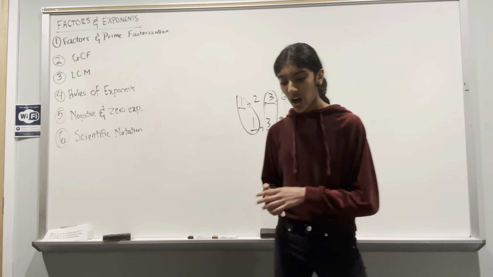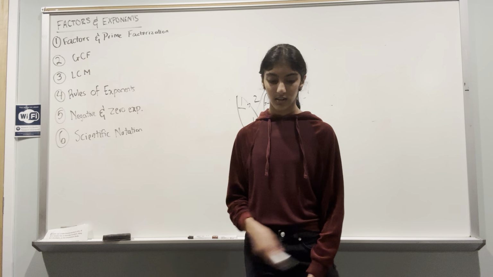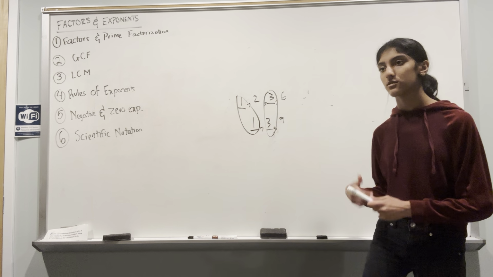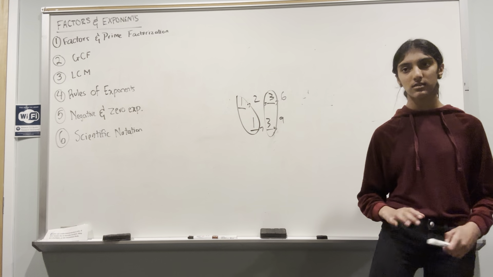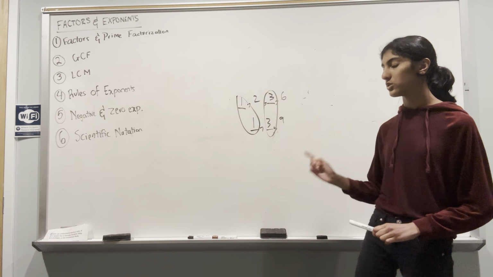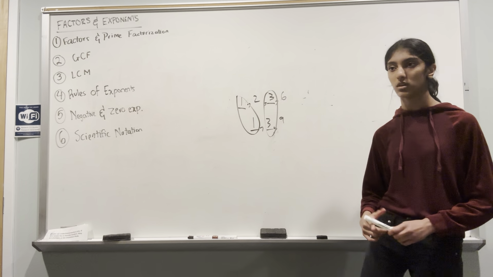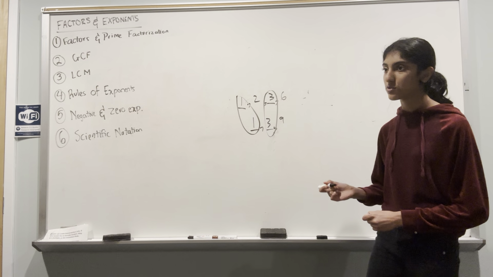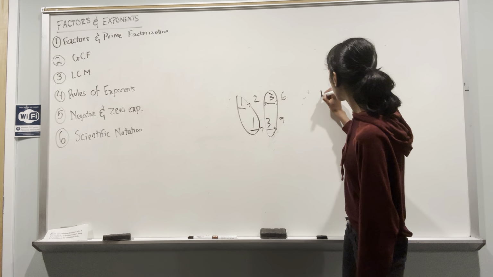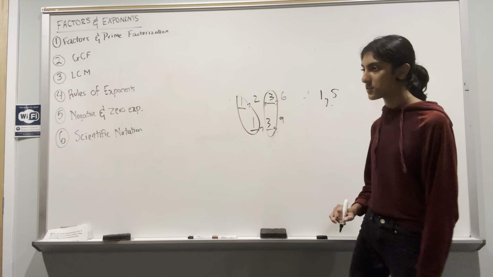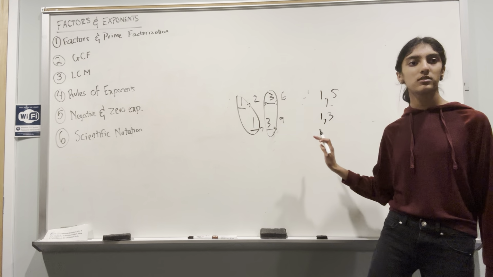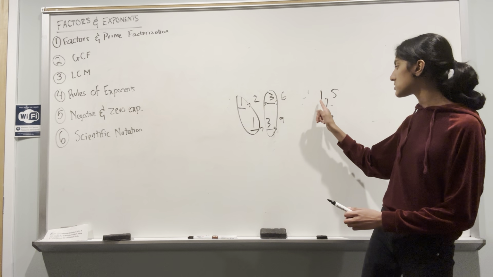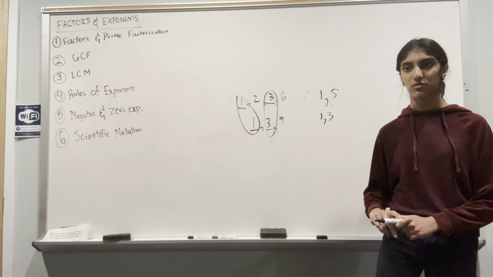Alright. So that is all there is to GCF, but then there is relatively prime. Relatively prime is when two digits have only one common factor, which is 1. So 3 and 5, for example: the factors of 5 are 1 and 5, and the factors of 3 are 1 and 3. So this is relatively prime because both of them just have 1 as their common factor.